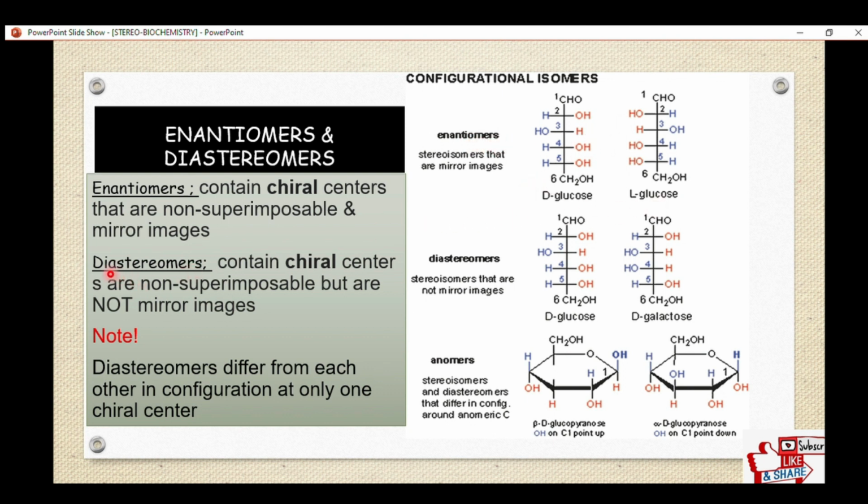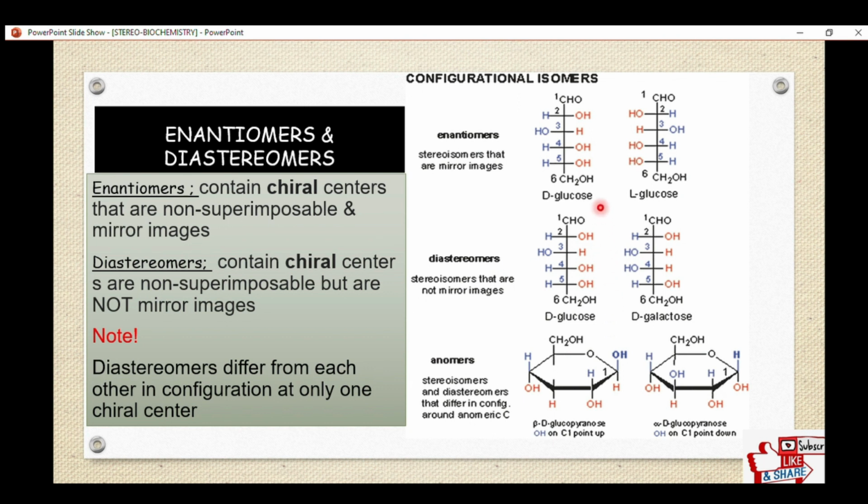All right, so let's go back to diastereomers. When we talk about diastereomers, they contain chiral centers. Okay, and they are not superimposable, but they are not mirror images too. So for instance, this molecule here has a chiral center, and it's not superimposable, but it's not a mirror image of each other. So it can't be an enantiomer. So that means it's a diastereomer.